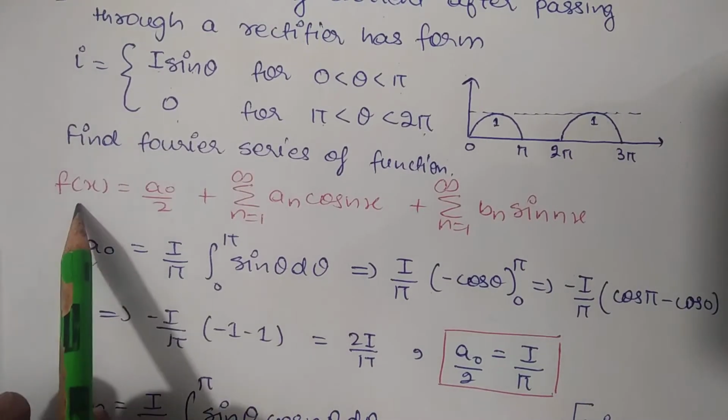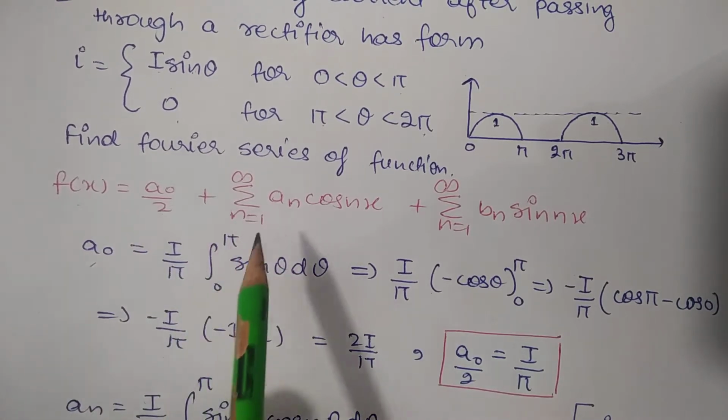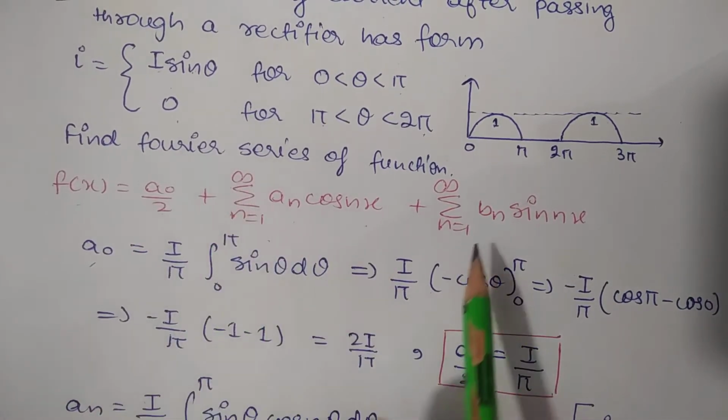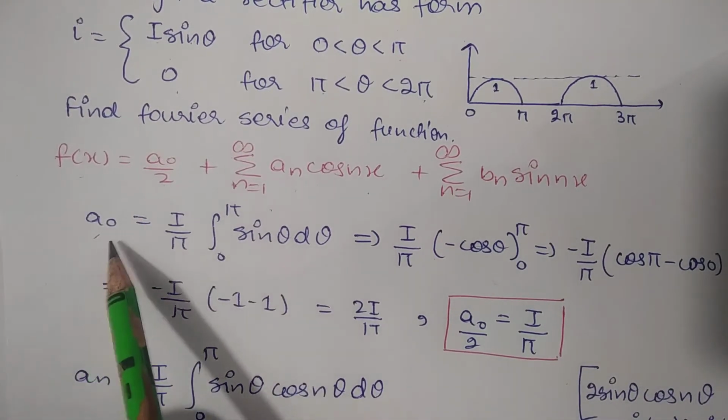So as we know that the function can be represented by this general formula, a naught by 2 plus the sum from n equals 1 to infinity of a n cos n x plus this term. So I'm just going to calculate the value of a naught.